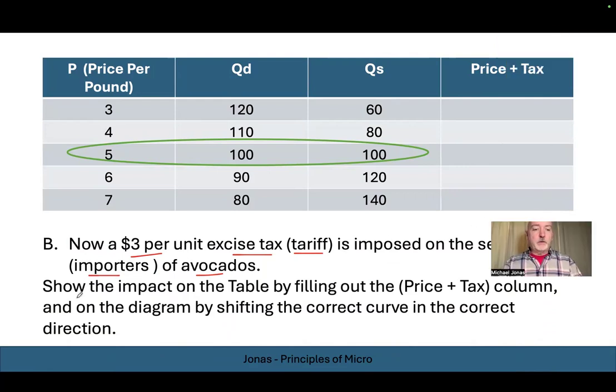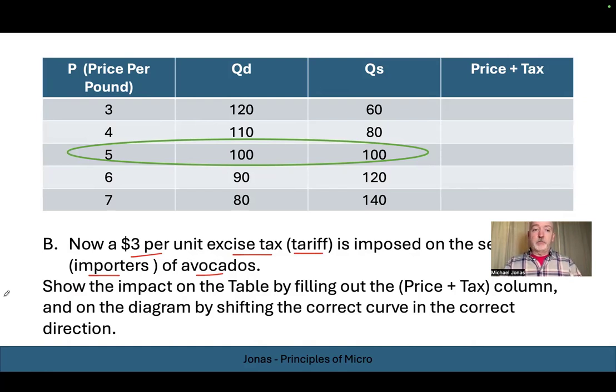With that setup, we are asked to show the impact on the table here by filling out that last column, that price plus tax column, which, as we'll see, is going to be the height of the new after-tax supply curve, and then show it on the diagram by shifting the correct curve in the correct direction, and that's going to be shifting the supply curve upwards.